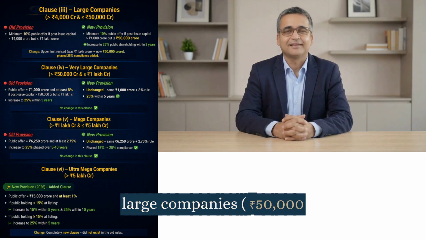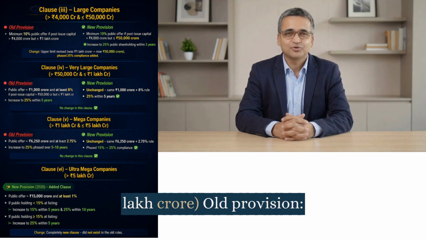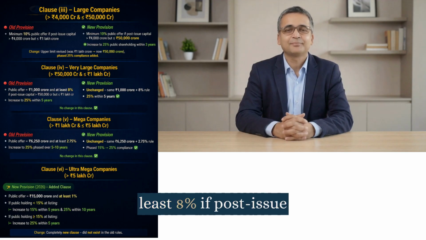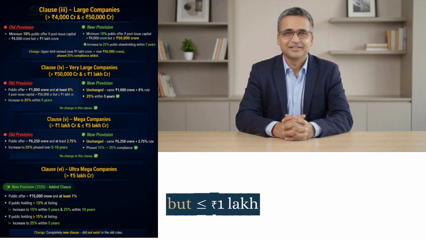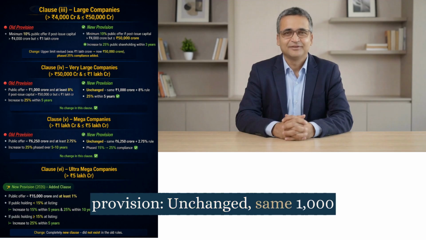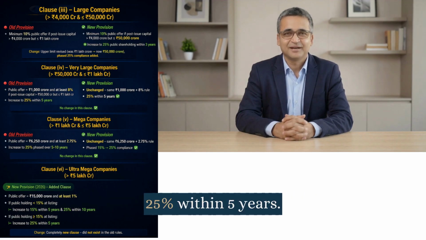Clause 4. Very large companies, 50,000 crore rupees and lesser, up to 1 lakh crore rupees. Old provision: equivalent to value of 1,000 crore and at least 8% if post-issue capital is above 50,000 crore rupees but less than or equal to 1 lakh crore. Increase to 25% within 5 years. New provision: unchanged. Same 1,000 crore plus 8% rule, 25% within 5 years.